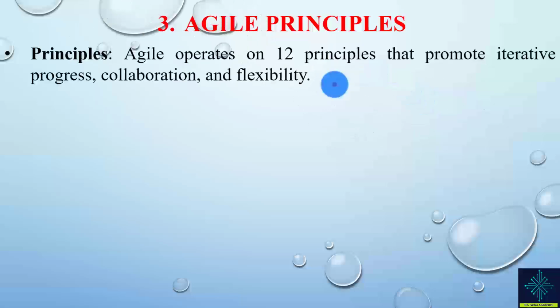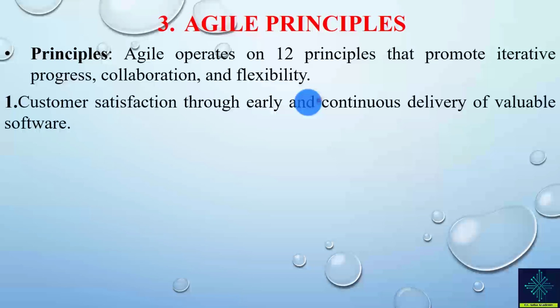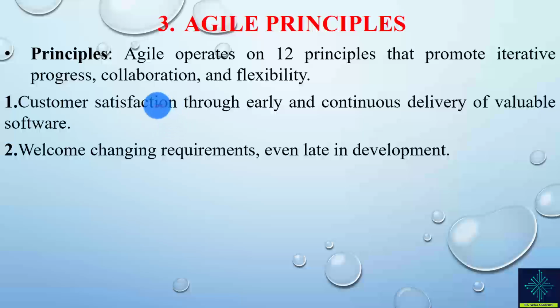Let's now talk about the principles. As we mentioned, we have 12 principles that promote iterative progress, collaboration, and flexibility. Let's go through them one by one. So these are the principles of Agile. Number one is customer satisfaction through early and continuous delivery of valuable software, and we have mentioned this, that the customer is a core for us in Agile, and there is continuous monitoring of the customer requirements and care about the satisfaction of the customer.